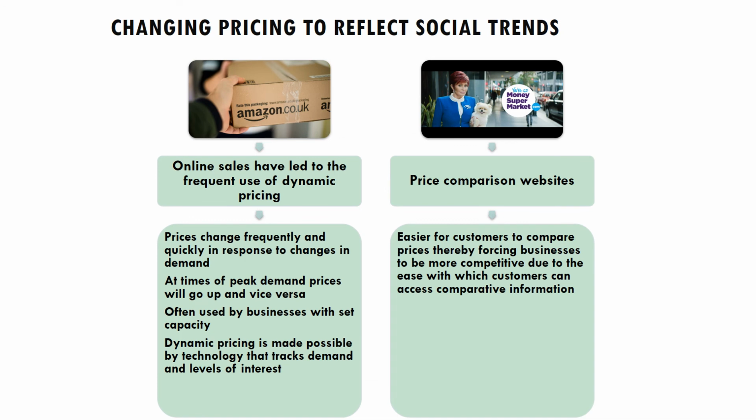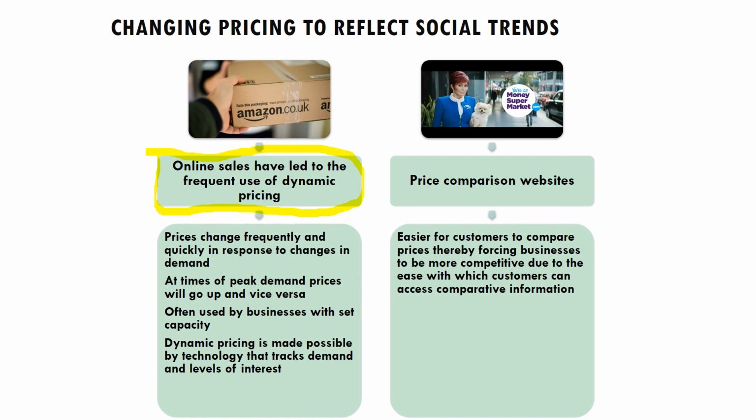A big influence on price setting at the moment is to do with changes in social trends. And there are two in particular that we should be aware of. The first one is the increasing importance of online sales. And this has led to the advent of what we call dynamic pricing. So this is where prices change frequently and quickly in response to changes in demand. And at times of peak demand, prices will go up and vice versa.